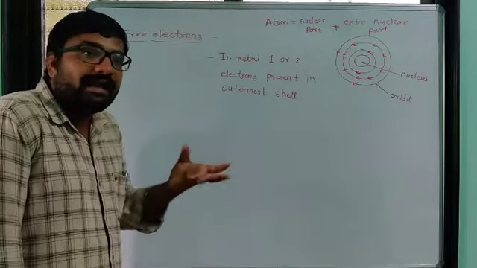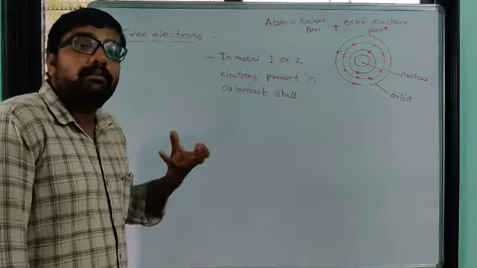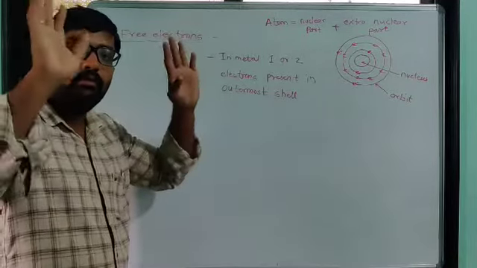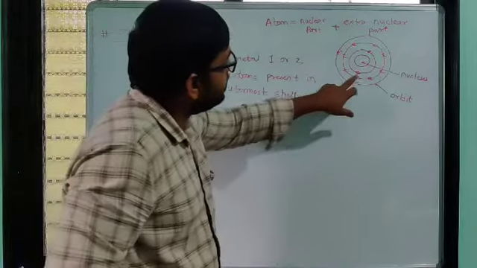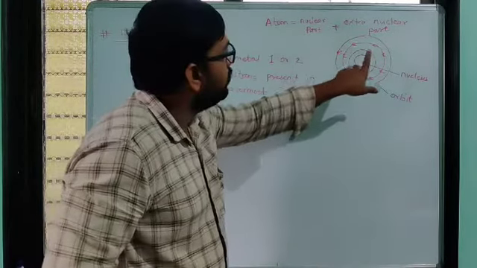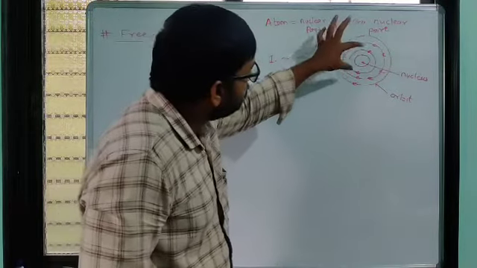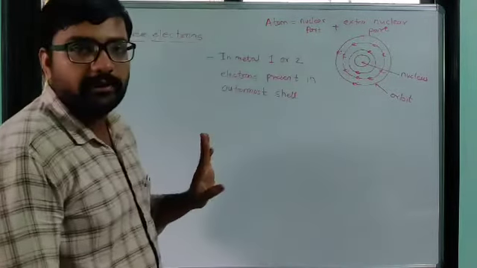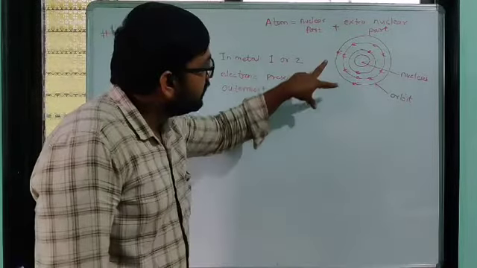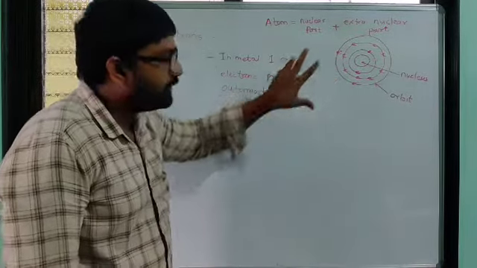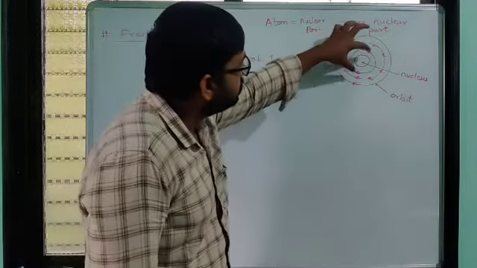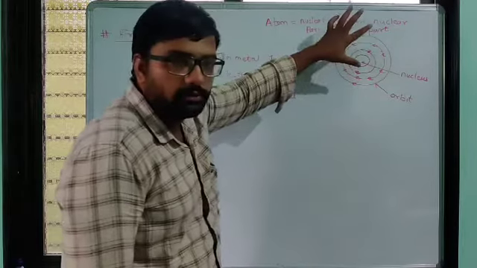Free means what? Simply, they are not that much bound. Free means they can easily move. If you see inside atoms, in the first shell there are only two electrons present. These two electrons cannot be moved easily, because they are tightly bound to the nucleus. But the outermost shell electrons are not as tightly bound as these two inner electrons.